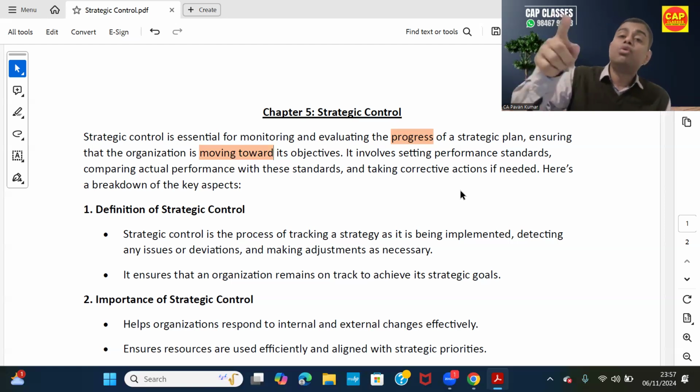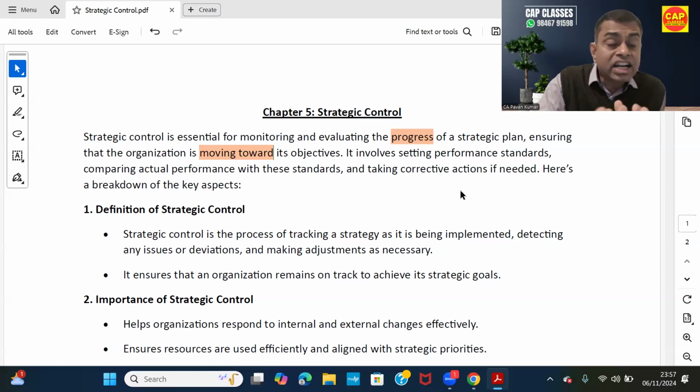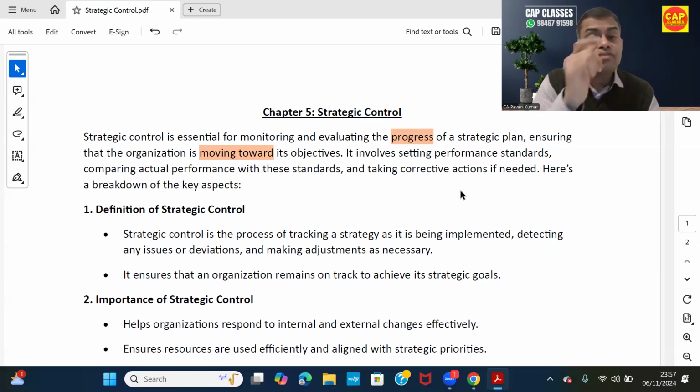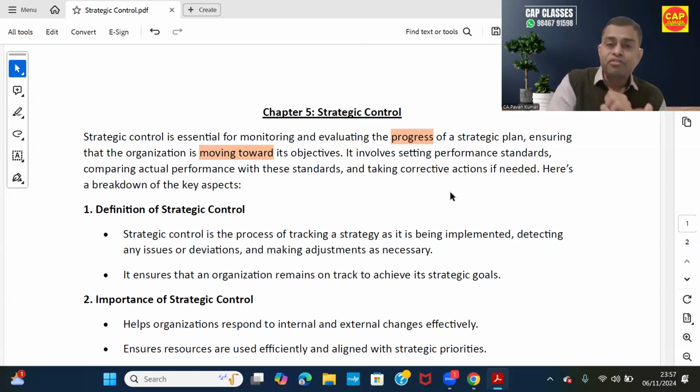And if required, take the corrective action. So there are 3 steps. Step 1, set the standard. Step 2, compare the actual performance and the standard performance. Step 3, take corrective action if needed. That's all. So this is basically any control, not only strategic control. This first paragraph is basically any control. Any control is like that.